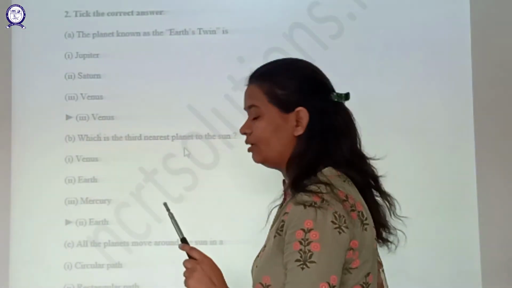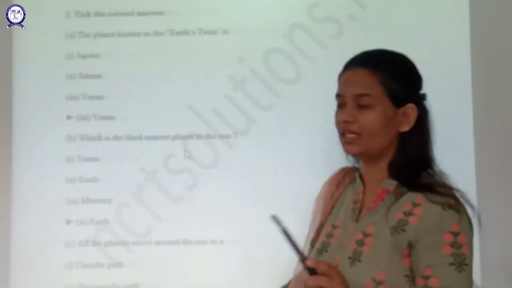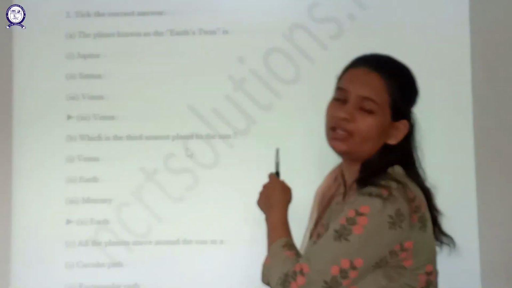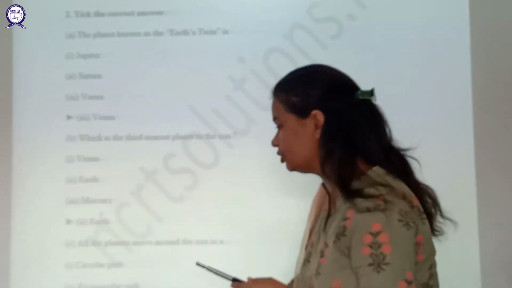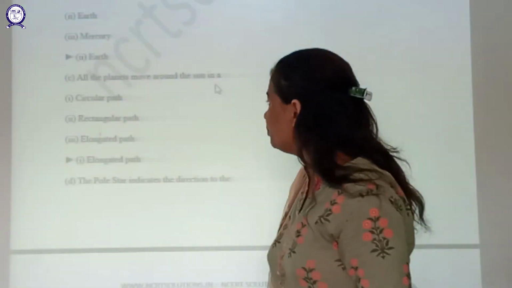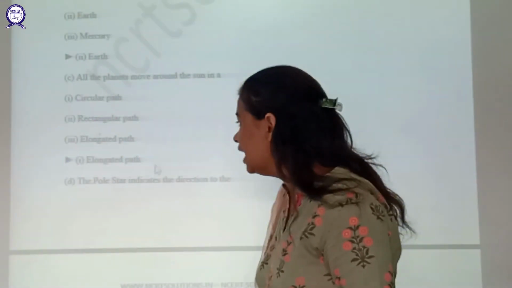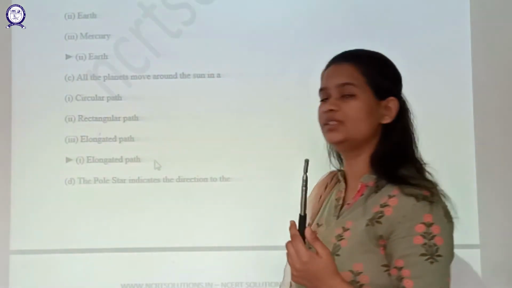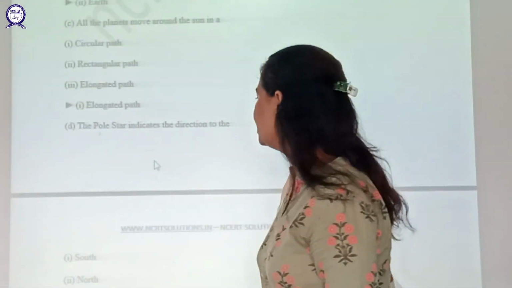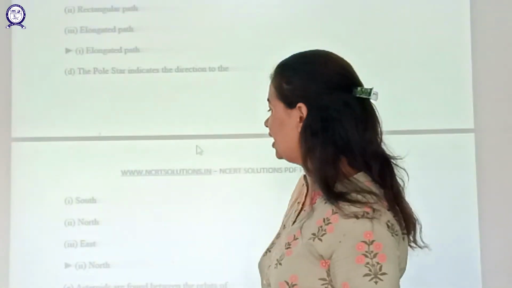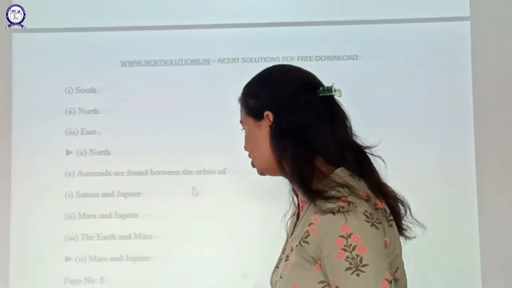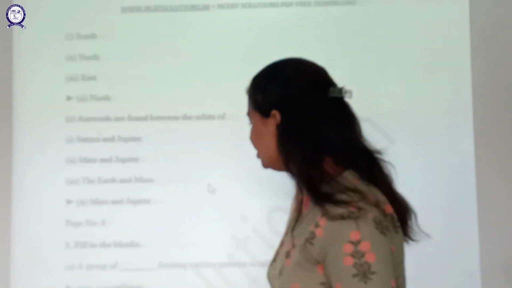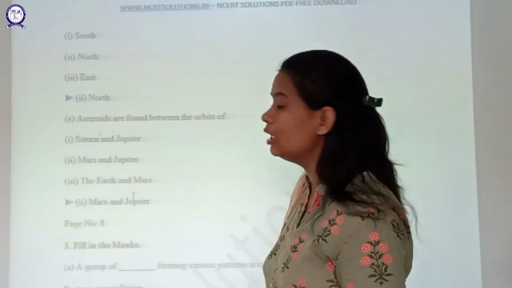The nearest planet to the Sun is Mercury. The question here is, which is the third nearest planet to the Sun? And that is your Earth. Earth is the third nearest planet. The next is, all the planets move around the Sun in an elongated path. Poles are indicated towards which direction? Towards the north direction. Asteroids are found between the orbits of Mars and Jupiter.